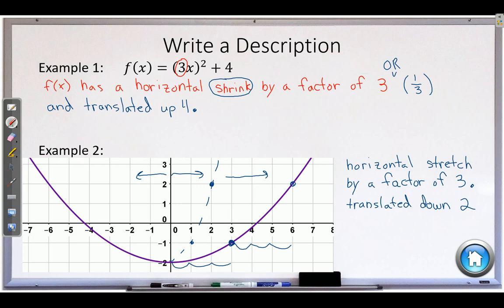Now let's write that equation. It's good practice for us. So because we have a horizontal stretch, we're going to have a number on the inside with our x, and then translated down means we have that minus 2. Let's do the easy stuff. Now what number goes on the inside? I cannot put a 3 right here. If I put a 3 there, that would be a horizontal shrink. We have a stretch. So to make that work, this has to be a number smaller than 1. It's actually the fraction 1/3. That gives you a horizontal stretch by a factor of 3.